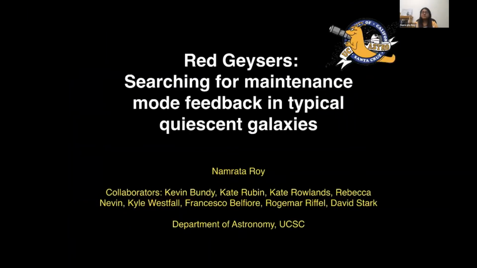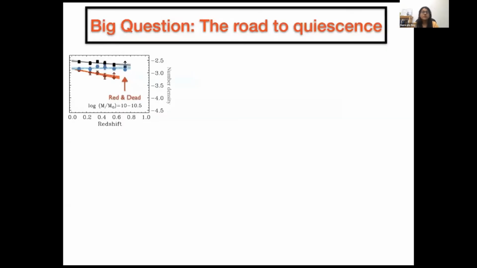Okay, thank you for the opportunity. Hi, I'm Namrata, and I shall be talking broadly about searching for maintenance mode feedback in typical quiescent galaxies. But more specifically, I shall focus on a sample of early type galaxies that we call red geysers that host galactic-scale AGN-driven winds.